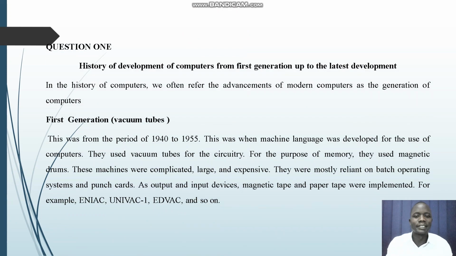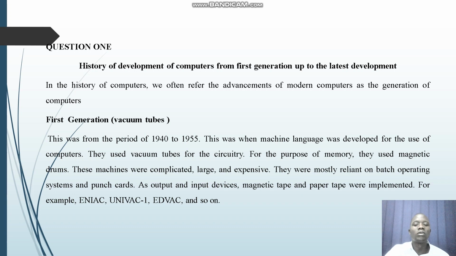To begin with, madam, the history of computers, we often refer to the advancements of modern computers as the generations of computers. Looking at the first generation, it is from the year 1940 to 1955. Here, machine language was developed, and the technology was vacuum tubes. Vacuum tubes were used for circuitry. For the purpose of memory, they used magnetic drums.